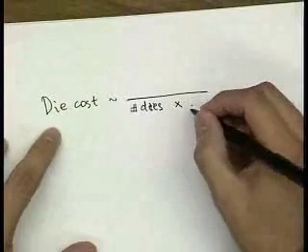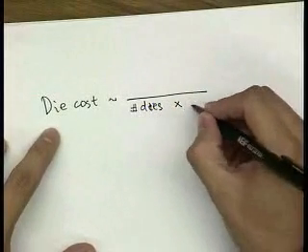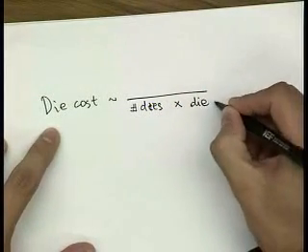Okay, so the die cost is inversely proportional to the number of dies per wafer, and it's also inversely proportional to the die yield.